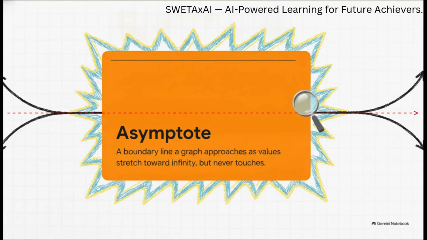Section 3. Asymptotes, reciprocals, and exponentials. All right, it's time to meet the wild cards of the math world, the ones that behave just a little bit differently.